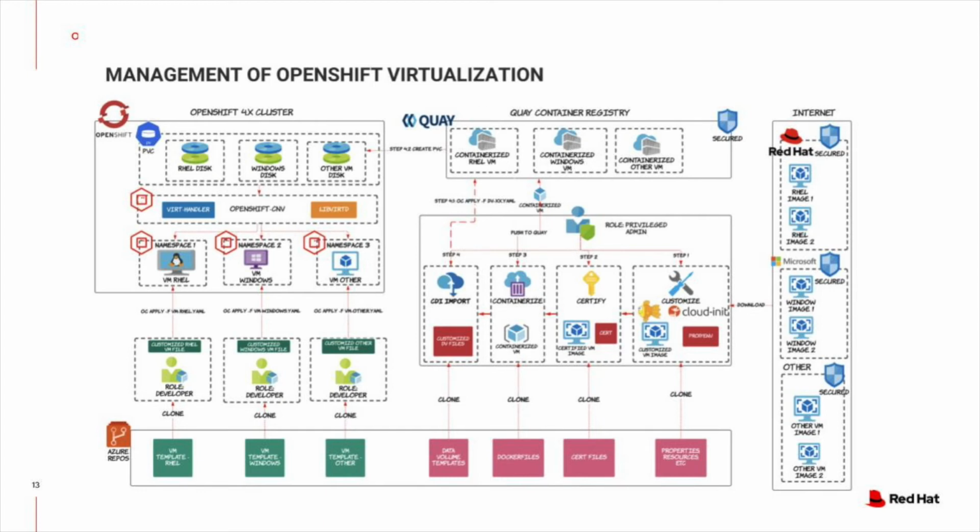So we have different images that can be found on the internet, ISO images, and the privileged admin can take them, certify them, customize them, and push them to the image registry, Quay. Then these images can be imported as a data volume through the CDI process, the Containerized Data Importer, to create a PVC, persistent volume claim.